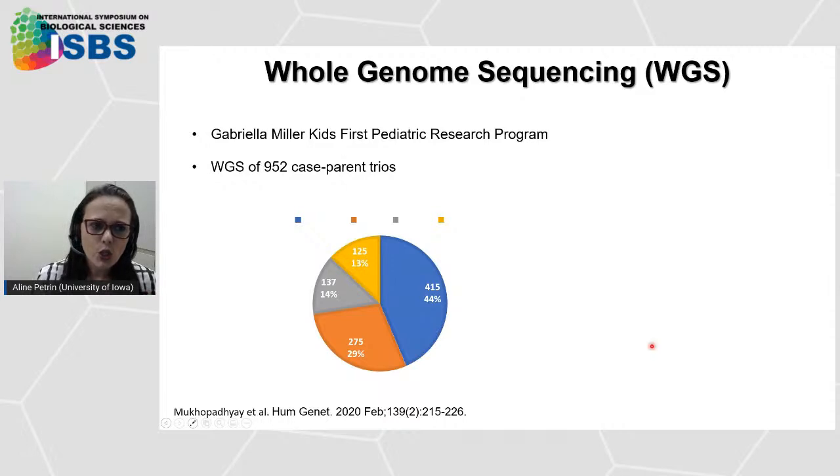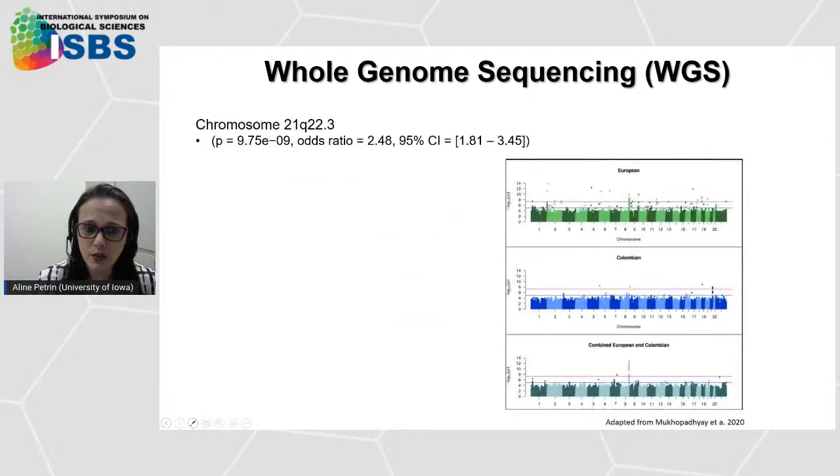And with whole genome sequencing, we here in Iowa, with our collaborators in Pittsburgh and other universities, were part of the Gabriella Miller Kids First pediatric research program, and we have whole genome sequencing for over 900 case parent trios. And we found common variants for 315 European trios and 265 Latino trios.